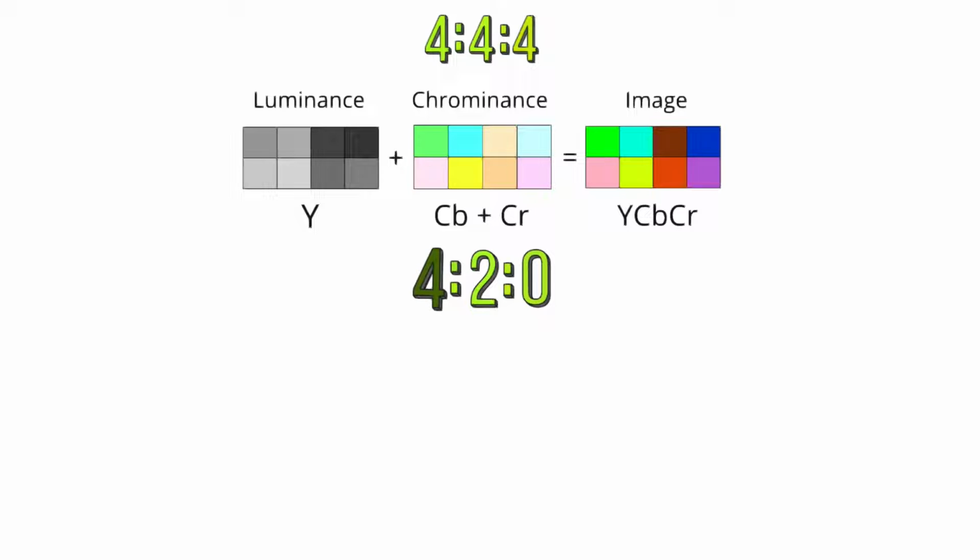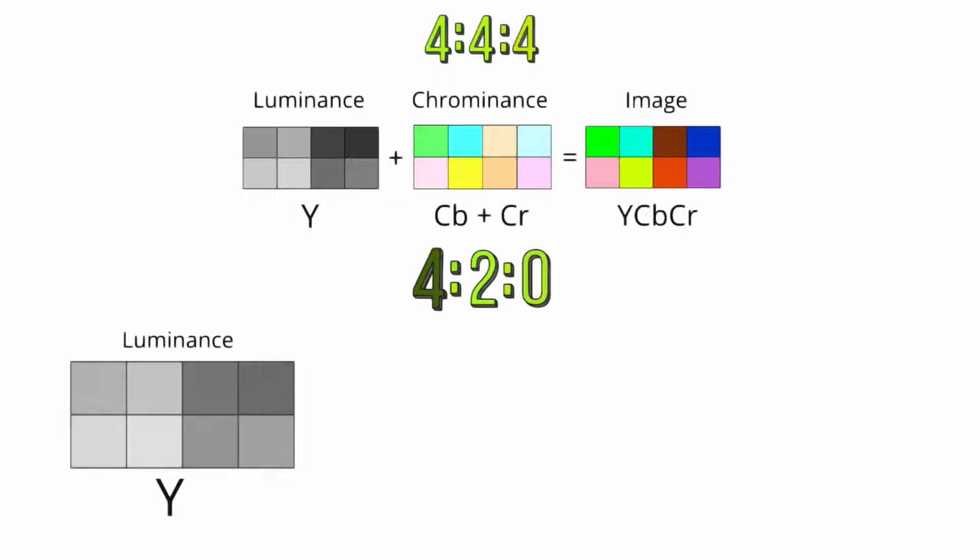The 4 in the 420 format refers to the number of Y samples in each row. For every 4x2 block of pixels, all pixels in each row will have their Y component, or brightness, fully sampled. This means each of the 8 pixels in this block will have its own unique Y value. This is because our eyes are more sensitive to variations in brightness than to variations in color, so maintaining full resolution in the luminance information is crucial for preserving the perceived quality of the image.